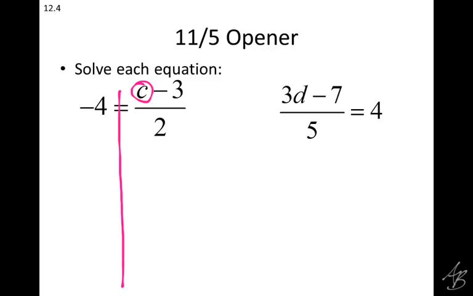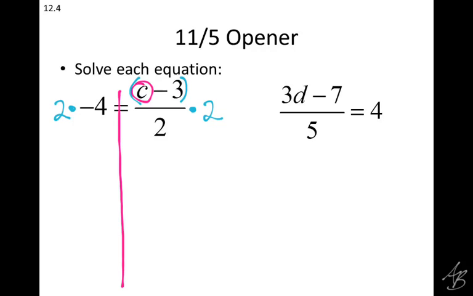But when we have a fraction like this, that's the same thing as the top of the fraction being in parentheses. So we would save what's in parentheses, or what's in the top of the fraction, and get rid of that last. So we do have to get rid of the 2, which we would do by multiplying by 2. Do that on both sides.